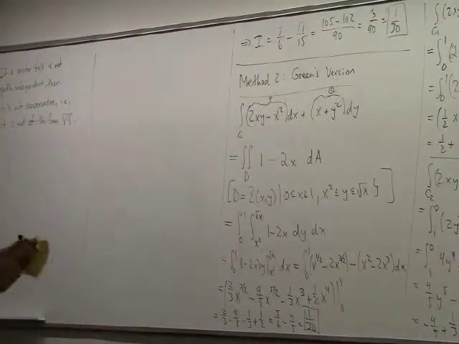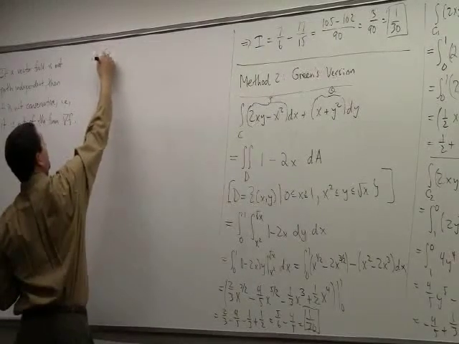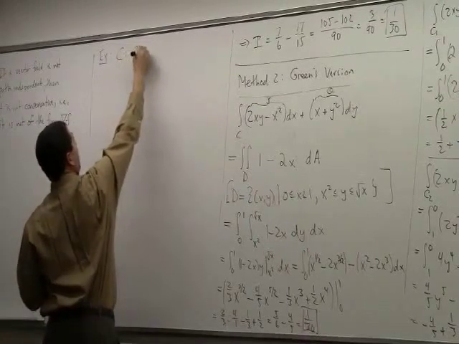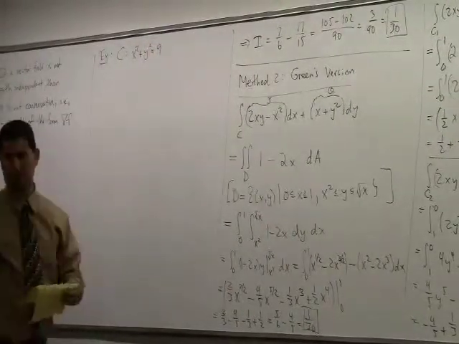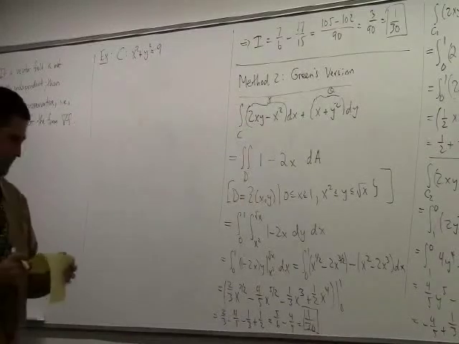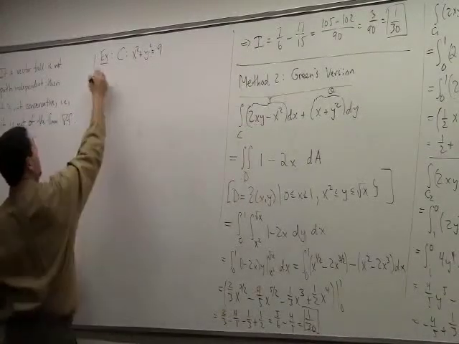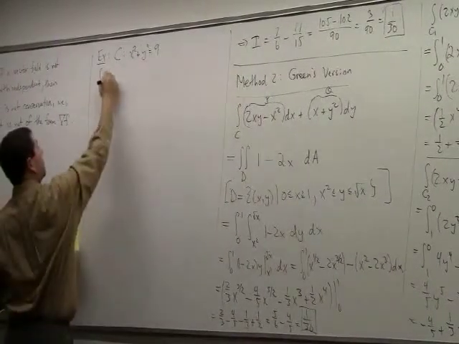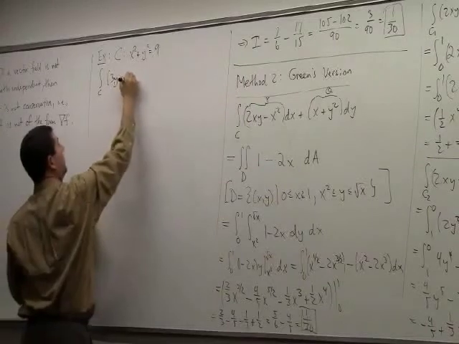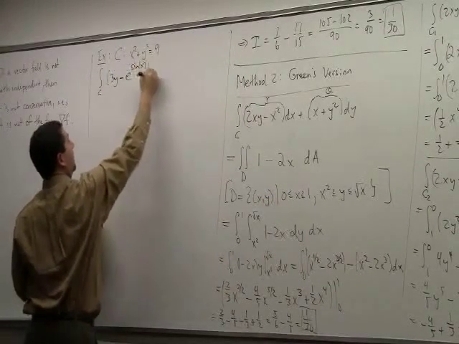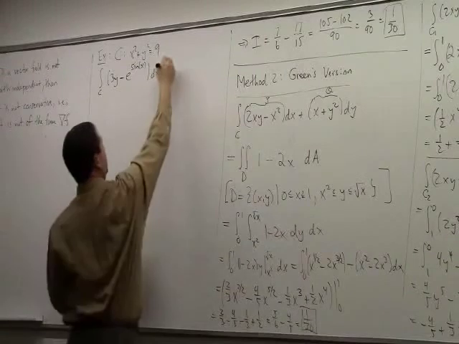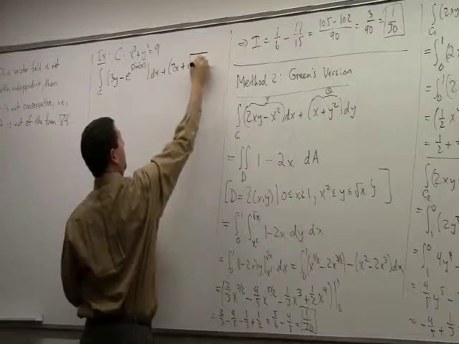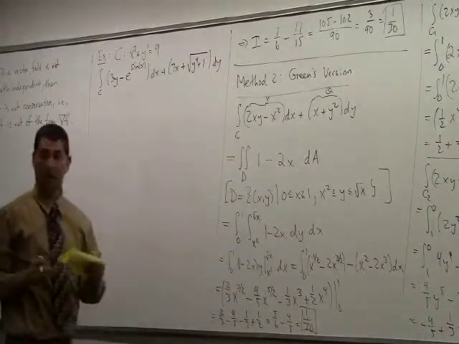Okay. So in this example, I'm going to start with a curve, and the curve is just going to be given by x squared plus y squared equals 9. It's just a circle of radius 3. And I want to integrate over this circle the rather simple function (3y minus e to the sine of x) dx plus (7x plus the square root of y to the fourth plus 1) dy. Like I said, a really easy function.